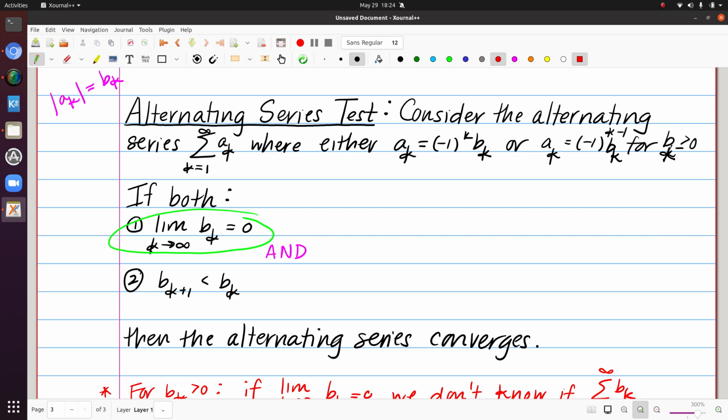In the next video, I'm going to go through some examples where we actually apply this test. And we'll talk about the situation where one of these conditions may not hold and what we could do instead.